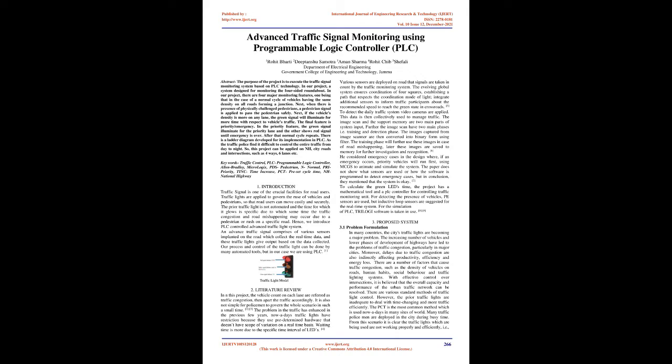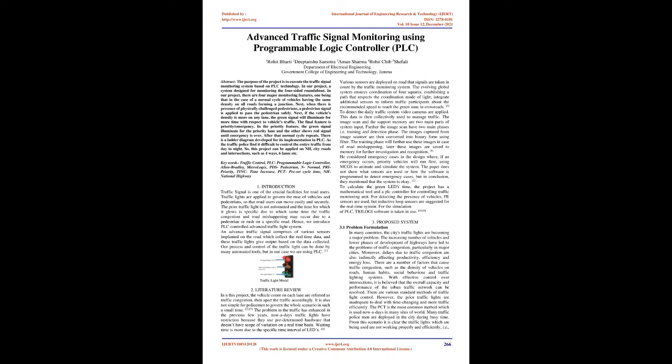2. Literature review. 1. In this project, the vehicle count on each lane is referred to as traffic congestion, and the traffic is then apportioned accordingly. It is also not simple for policemen to govern the whole scenario in such a small time. 2. The problem in traffic has grown in the previous few years. Nowadays traffic lights have restrictions because they use predetermined hardware that has no scope for variation on a real-time basis. Waiting time is more due to the fixed time interval of LEDs.